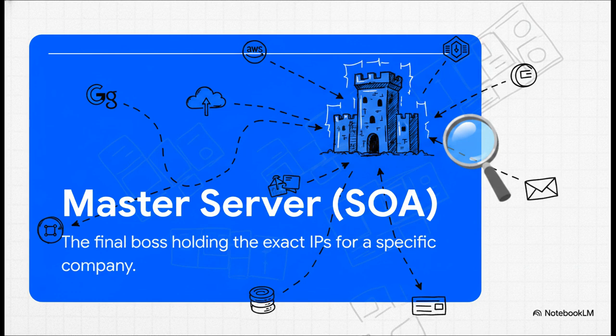I like to think of the SOA as the final boss, or the actual property owner. This is a private master server owned by the company itself, like Google or Amazon. It's called the start of authority because this specific server has the ultimate, authoritative, absolute final say on where the traffic goes. The SOA is where a company holds the exact specific maps to all their own IT resources. It maps out the exact IP for mail.google.com, drive.google.com, all of that. And this is where it finally hands over the correct IP address.